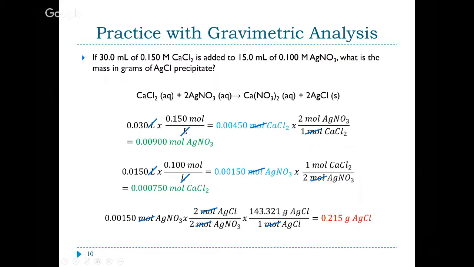So now we go to our balanced equation again and continue with the stoichiometry to figure out what is the mass that we're going to get. So we use our limiting reagent, 0.00150 moles silver nitrate. Our 2 moles over 2 moles comes from our balanced equation. And then we find the molar mass of silver chloride. We multiply everything on the top. We divide by everything on the bottom and see that we're going to get 0.215 grams of silver chloride if we mix these two solutions together.